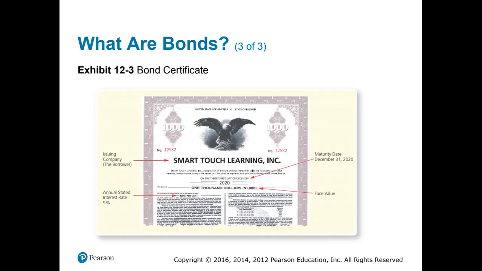This is a picture of a bond. So this is what a bond typically looks like on page 601 as well. You will see the issuing company name, which is the borrower. The maturity date will be on there showing when this bond matures. The annual stated rate will also be on there. So in this case, we're looking at a 9% bond. And the face value of the bond will also be on there.